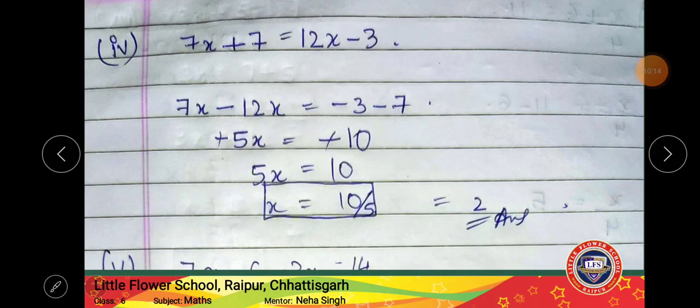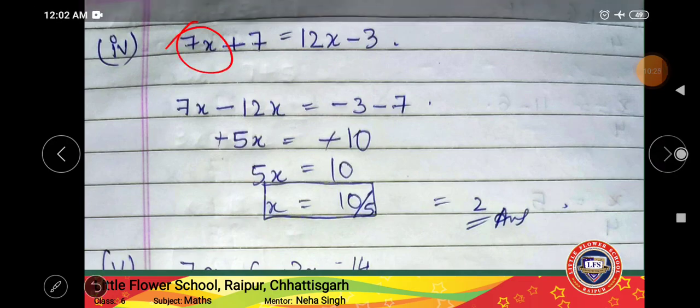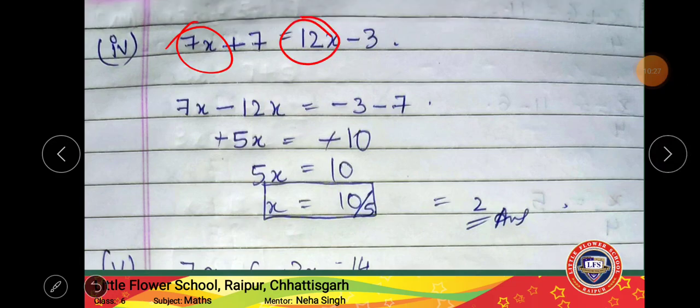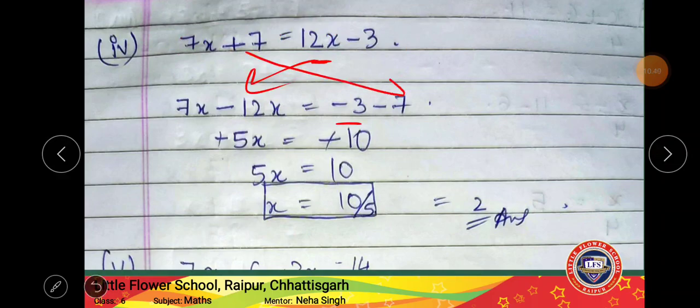Now the next question, fourth, 7x plus 7 equals 12x minus 3. So again the variable we will separate to one side and the constant to the other side. So 7x and 12x is in plus, so here it will be minus 12x, right? And here minus 3. This plus 7 will be changed into minus 7.